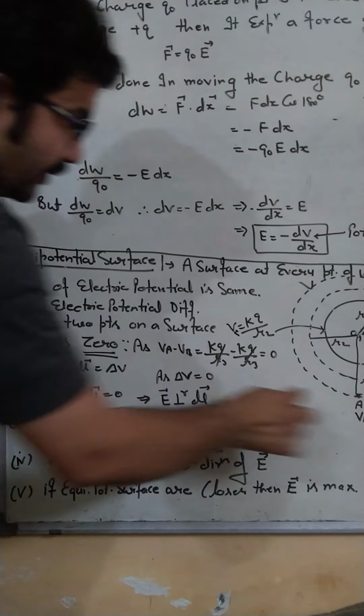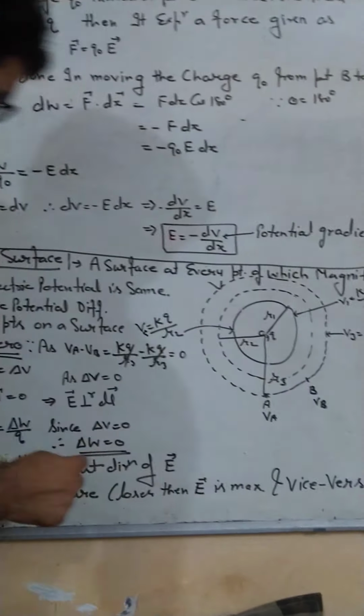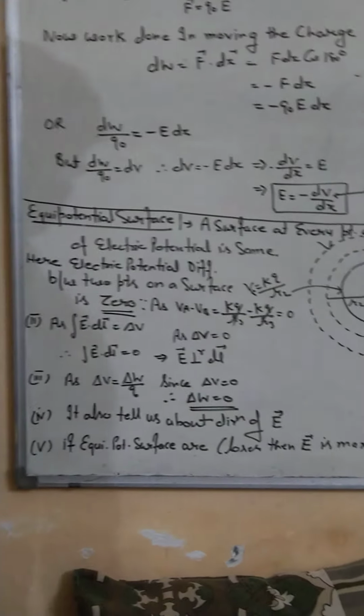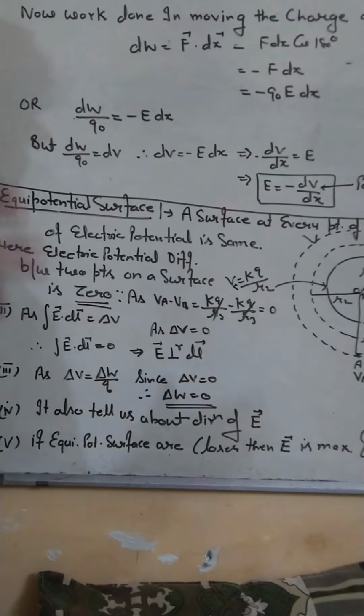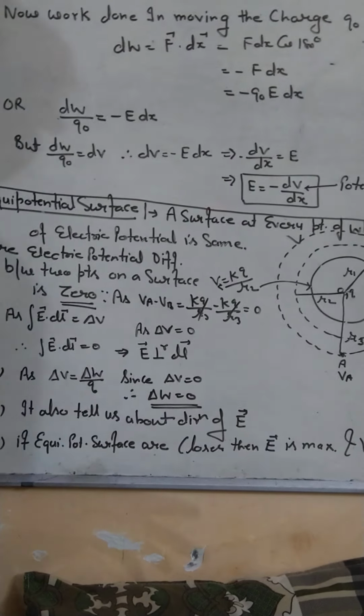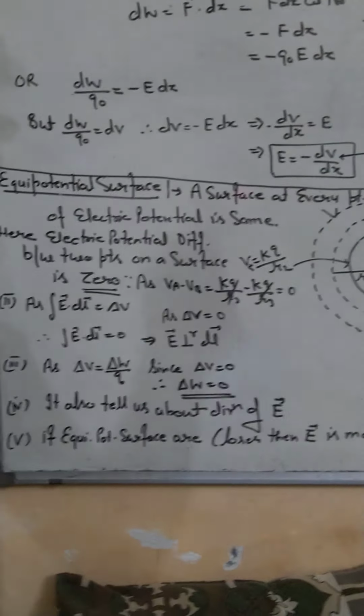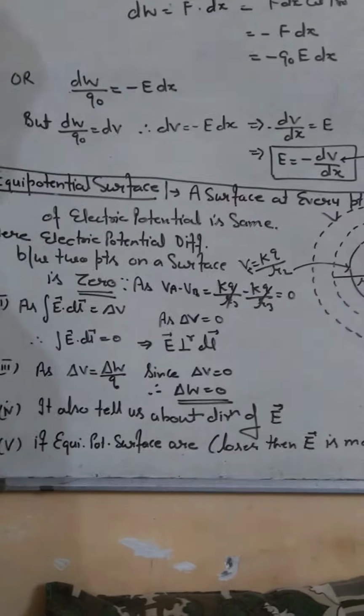Now second, here electric potential difference between 2 points always 0, as we have clear. How? VA minus VB on these 2 points on that surface, value is same in magnitude, they cancel it and get the answer 0. So we can say that the difference of electric potential between any 2 points on any surface is always 0. That surface is also called equipotential surface.